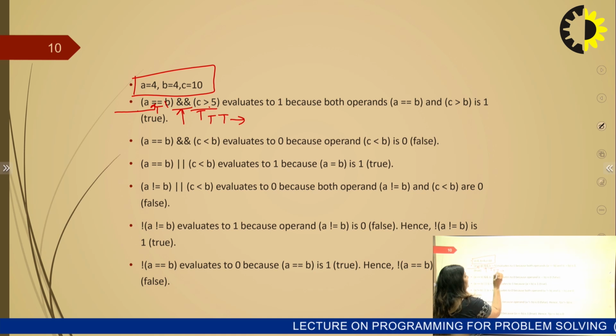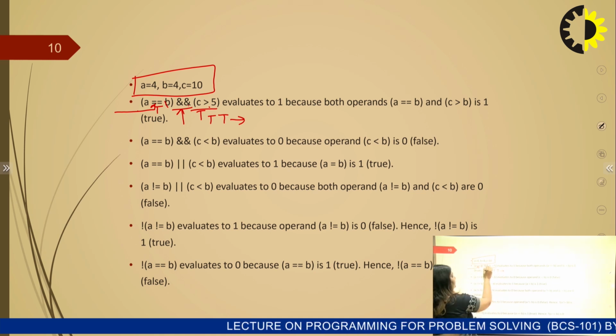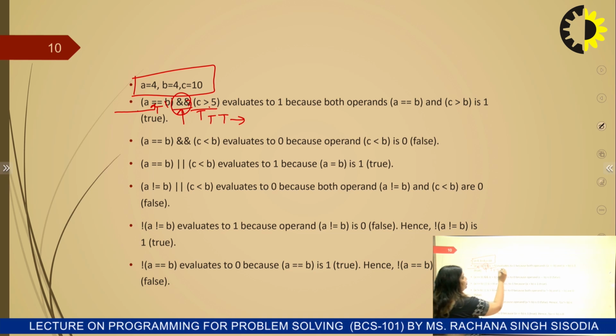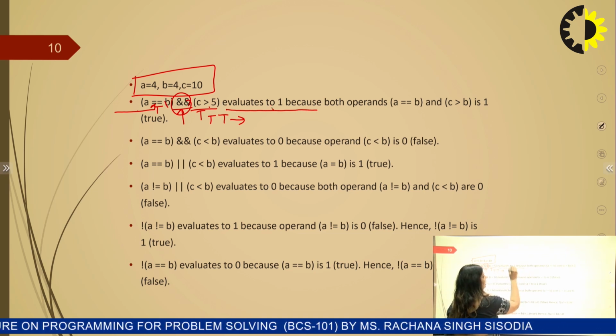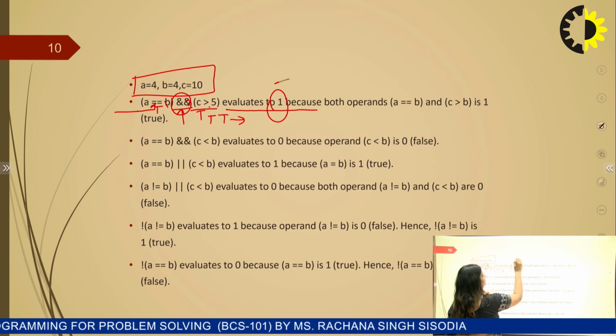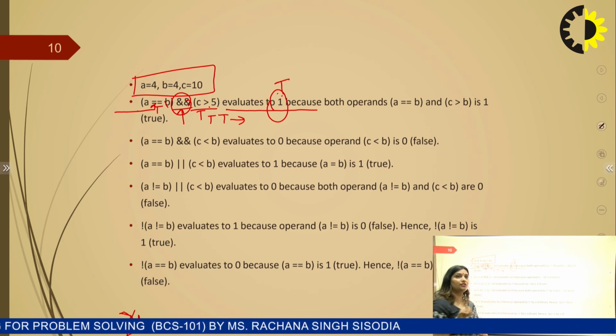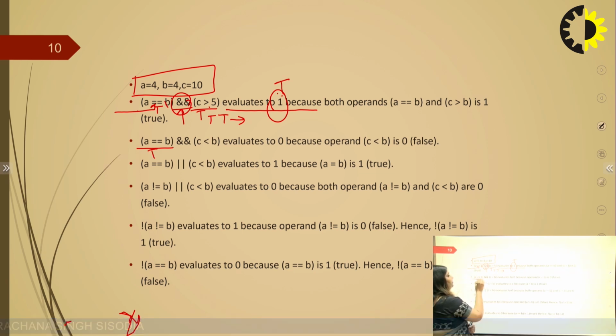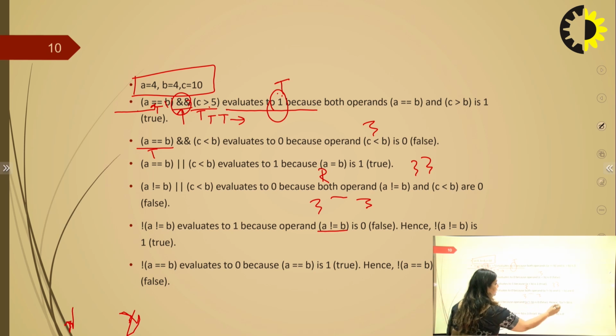So what will be the output? Now here there is an AND operator. For both being true, the output will be true. So it evaluates to 1. 1 is true here. I just told you, except 0, all the numbers are considered as true, right? For the second example, here A is equal to B, true, and not equal to B, right? That will be done in this way.